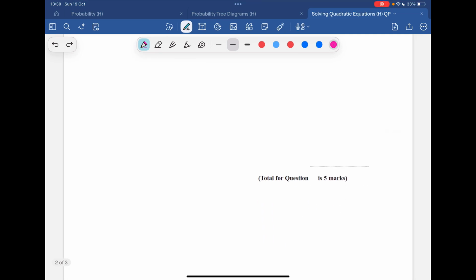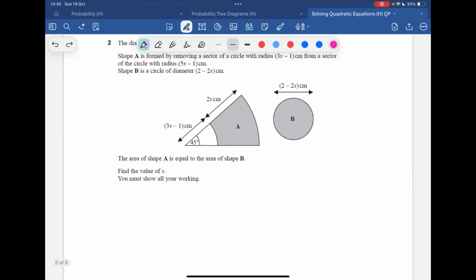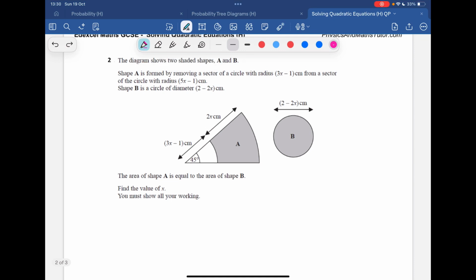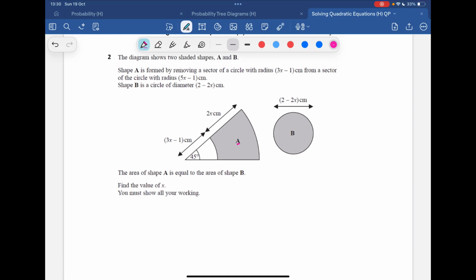This one is 5 marks, so we're expecting this is going to take quite a few steps in our working out. So we've been given 2 shaded shapes A and B. Shape A is formed by removing a sector of a circle with radius 3x minus 1 from a sector of a circle with radius 5x minus 1. So we can see that here. This is our 3x minus 1 and this is that sector. And then if we add this 2x, this will give us 5x minus 1 and it will give us this whole sector here. So we know that the area of shape A is equal to the area of shape B, and we need to find the value of x.